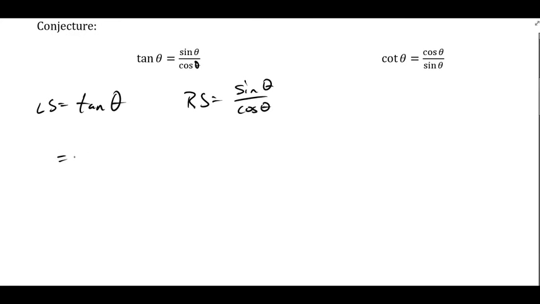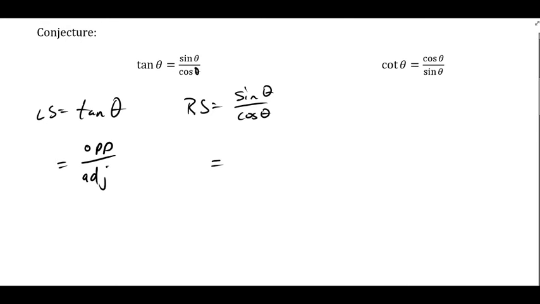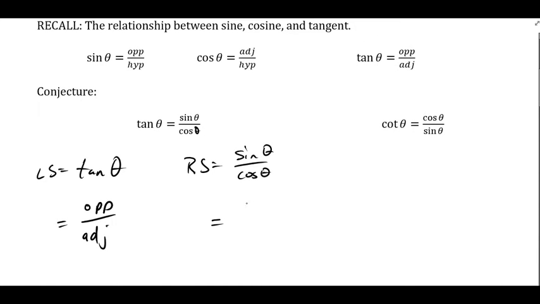So another way that I can write tangent is opposite over adjacent. And how can I do the same thing? Because we always work on the left side and the right side separately with identities, right? So we keep them separate. We don't move things around the equal sign or anything like that. Okay, so sine theta is opposite over hypotenuse. And cosine theta is adjacent over hypotenuse.